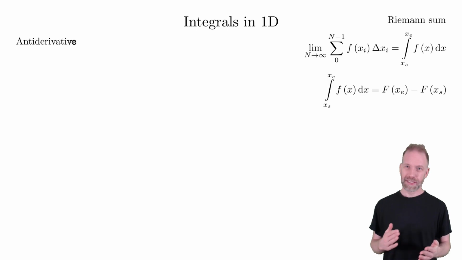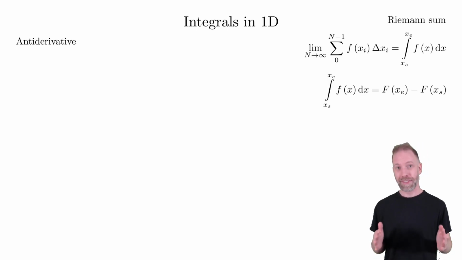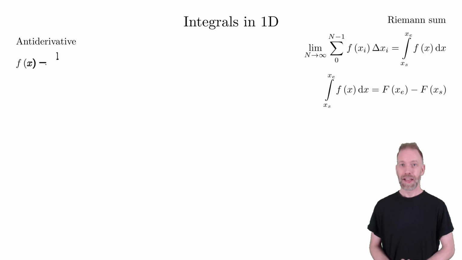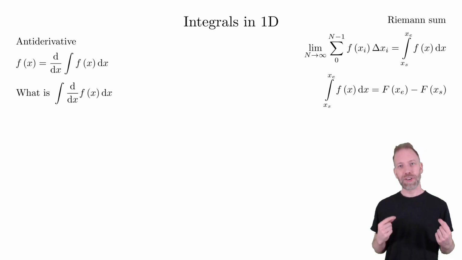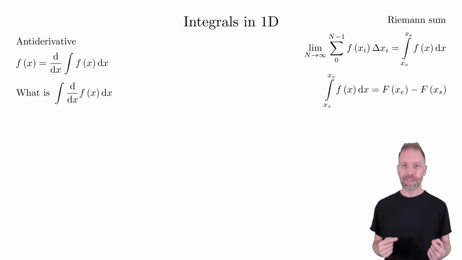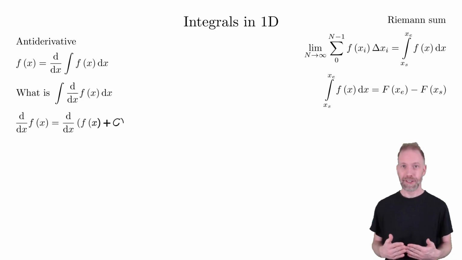The integral without the start and end point is sometimes called the antiderivative. This is because f of x can be written as the derivative of the integral of f of x. Or, if we integrate the function and then take the derivative, we get back the same function. But what happens if we reverse the order and first take the derivative and then the integral? Remember that the derivative of a constant is 0. Hence, d dx of f of x is the same as d dx of f of x plus a constant, c.